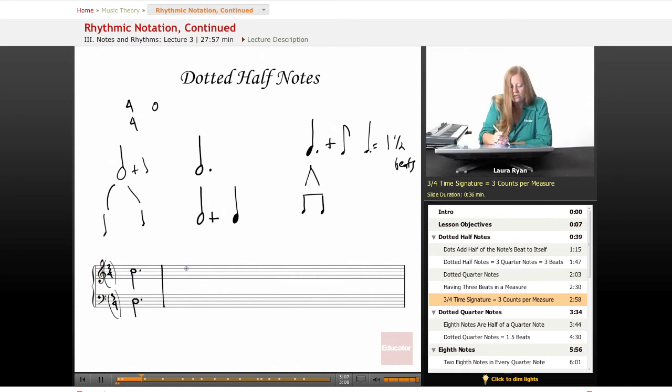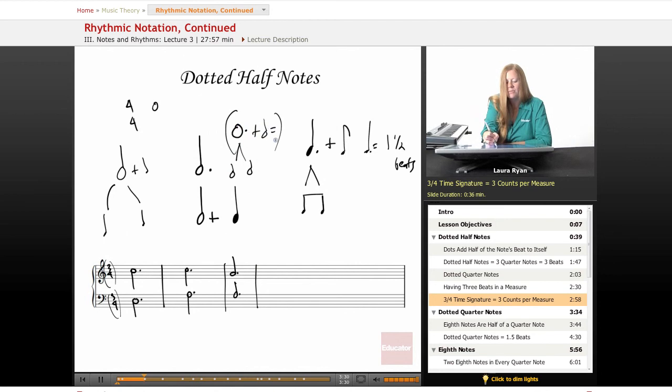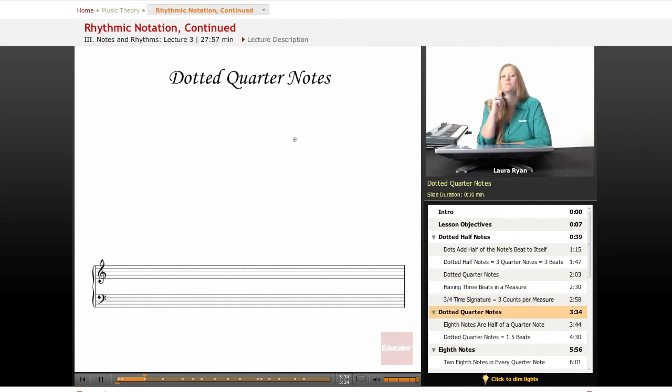So let's try some more. What you do is you just draw a dot next to the note like that, and it automatically conveys that this is 3 beats. If we have a dot by a whole note, half of a whole note is 2 beats, a half note, right? So you'd add a whole note plus a half note. That would be 6 beats. So the dot is something that's really important to remember.